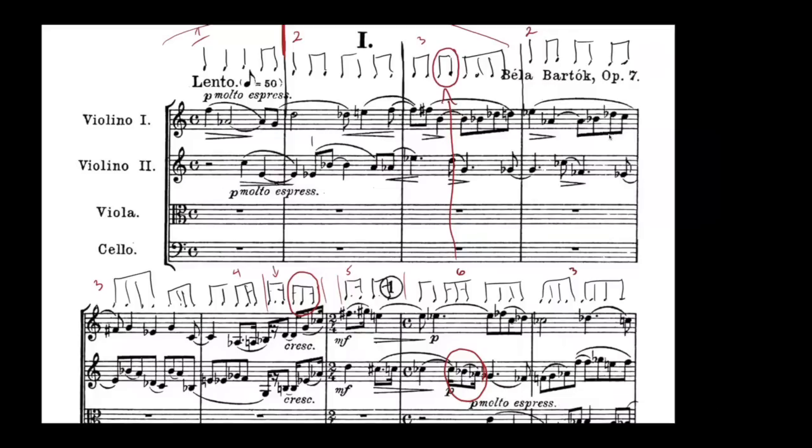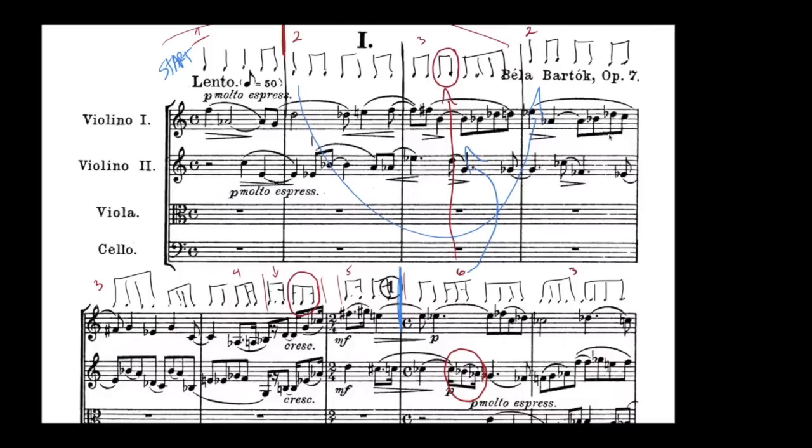Let me try and express this in a clearer way. So 1 is the start. This is where we start the rhythm. Rhythm 2 begins the start of this new idea, right? And then we go 2, 3, 4, 5. And then at rhythm 6, it goes back and modifies rhythm 3.